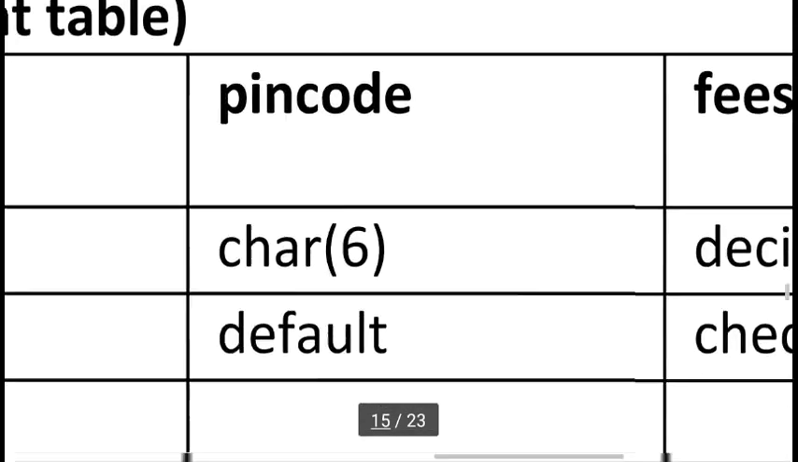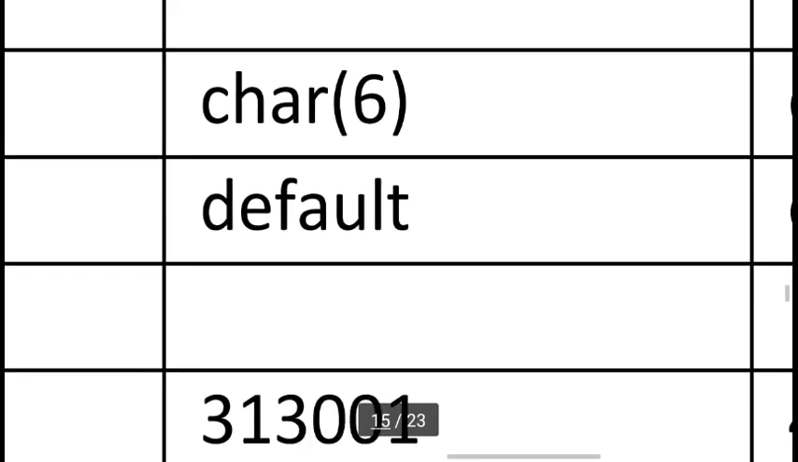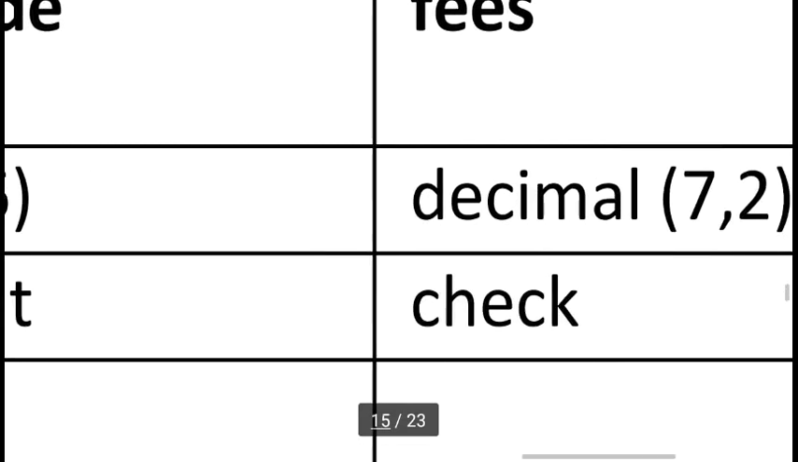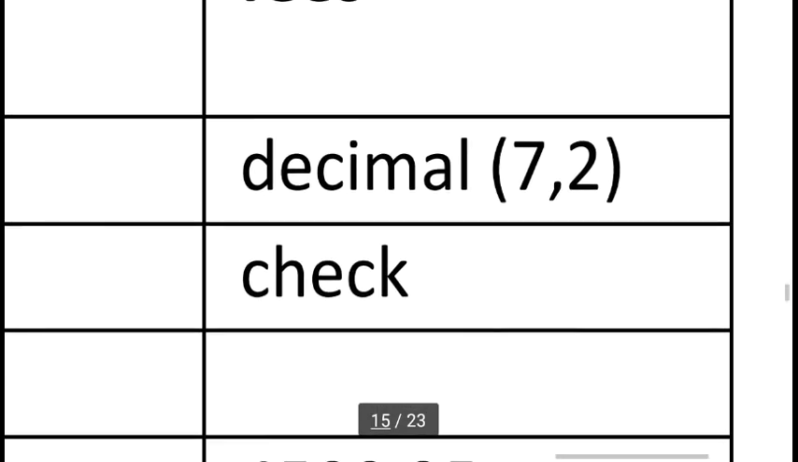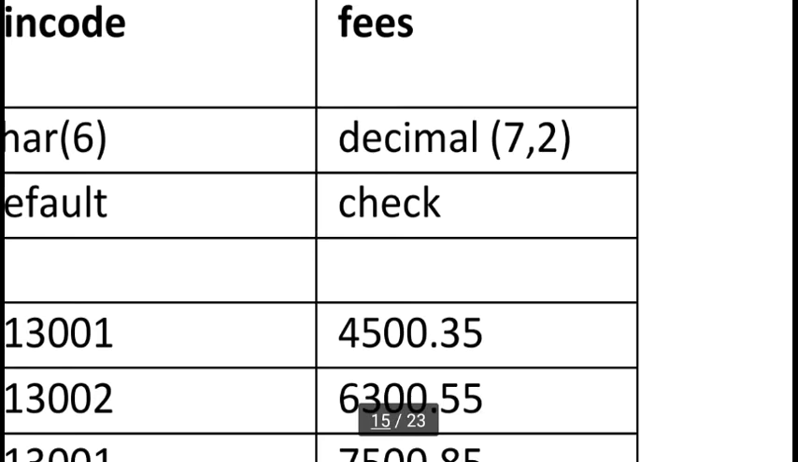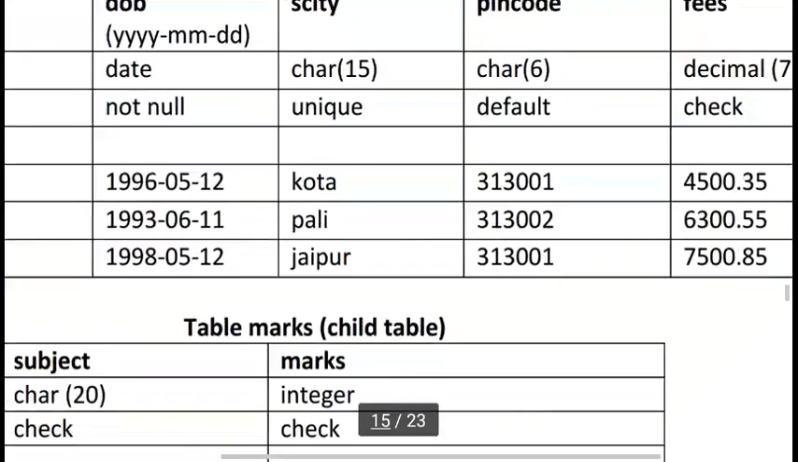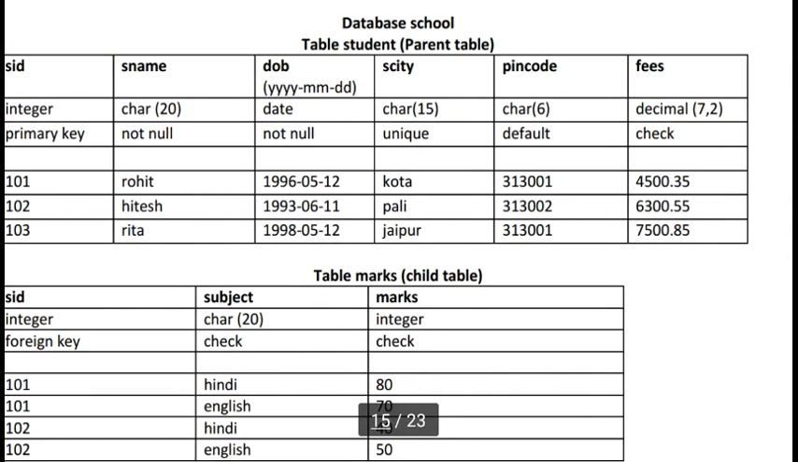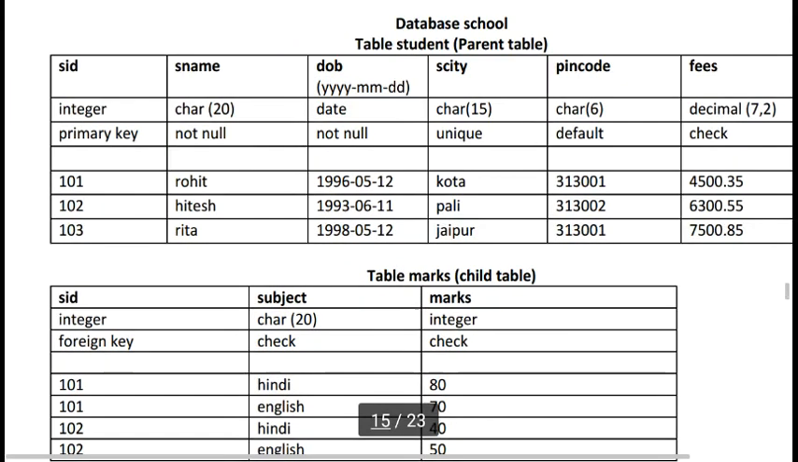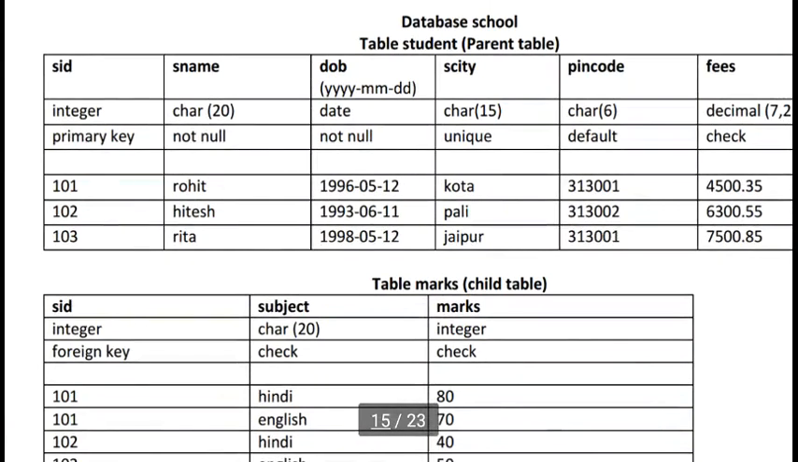Pin code is character 6, and here the rule is default. And for fees, I want to input a decimal point value, so decimal 7,2, and here I am using a check constraint. These are our records. I want to store this table in MySQL, so here is this data.